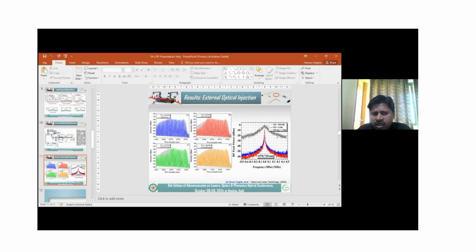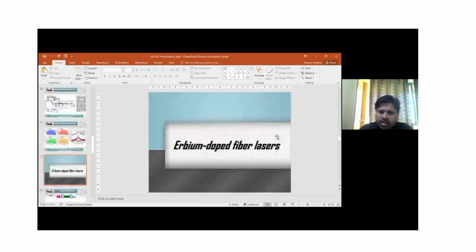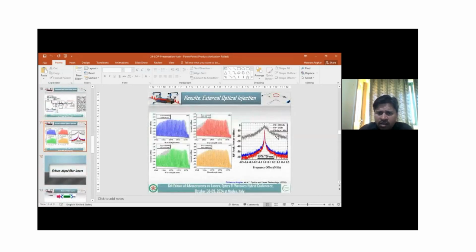However, this system is quite complex, as we need an additional laser to inject into the gain section of our slave laser. So these results tell us that by using external optical feedback as well as external optical injection techniques, we can enhance the stability of our semiconductor lasers.